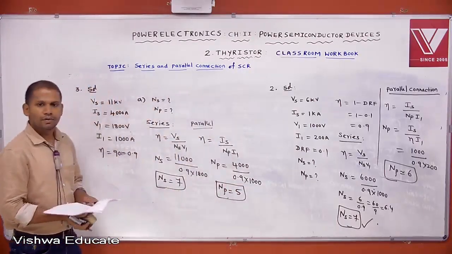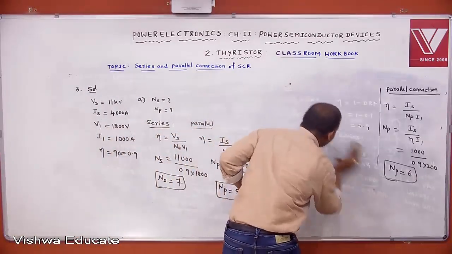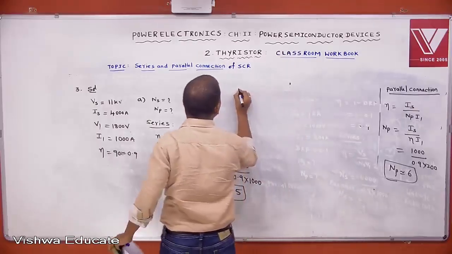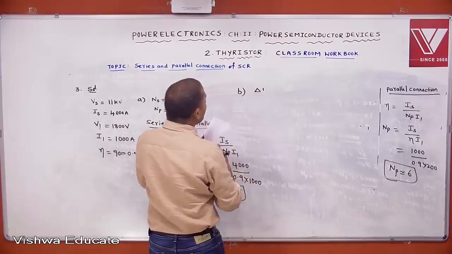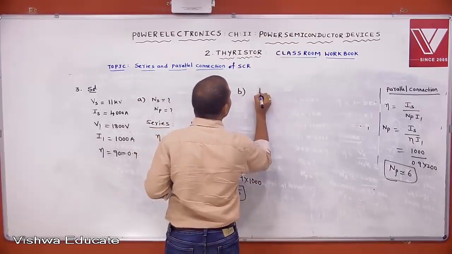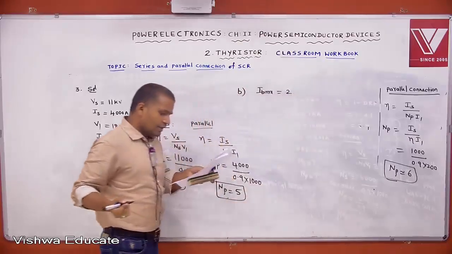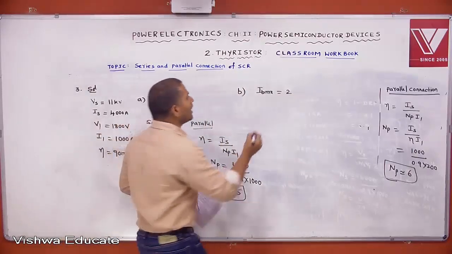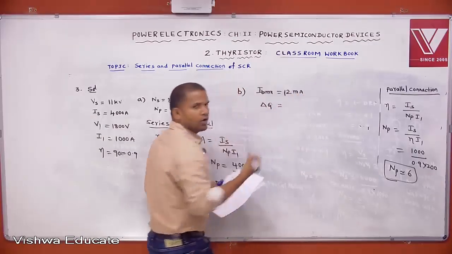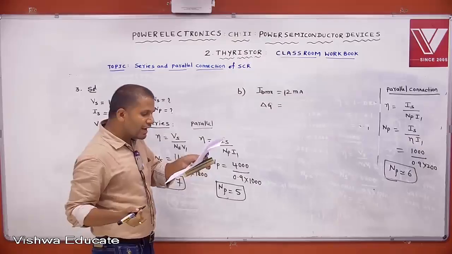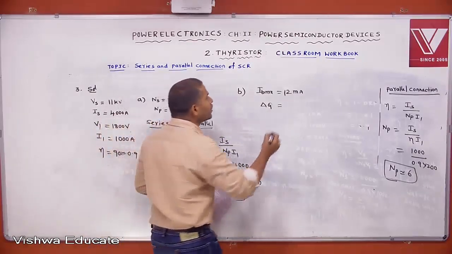Okay, this is part A. Then concentrate on part B. You calculate the static equalizing resistance and dynamic equalizing capacitance now. The maximum blocking current, IBMX, is given as 12 milliamperes. The charge difference is given as 25 microcoulombs.